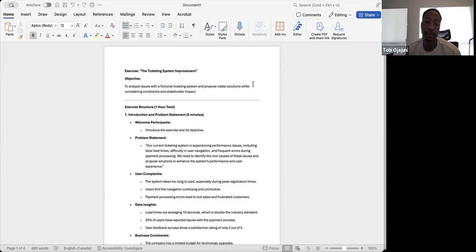So the problem statement. Right now, I'm the current stakeholder, and I'm coming to you guys because there's an issue that I do want to solve. The issue is our current ticketing system is experiencing performance issues, including slow load times, difficulty in user navigation, and frequent errors during payment processing. I'm looking for you guys to identify the root causes of these issues and propose solutions to enhance the system's performance and user experience.